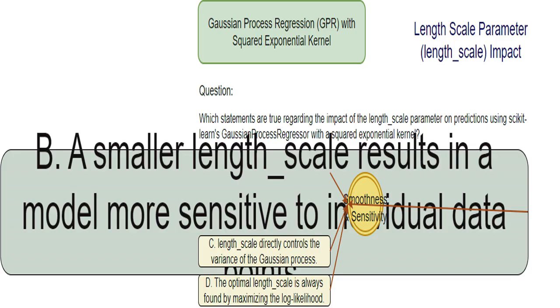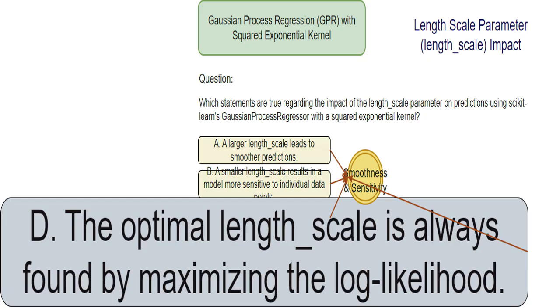A smaller length scale makes the model sensitive to individual data points, reacting to every little change in the data. It's like drawing a curve with a very sharp pencil, capturing every detail and creating a more wiggly curve. It might overfit. Finding the optimal length scale isn't always as simple as maximizing the log likelihood. It's more of a balance, finding the best fit without overcomplicating things. There are other ways to optimize this.